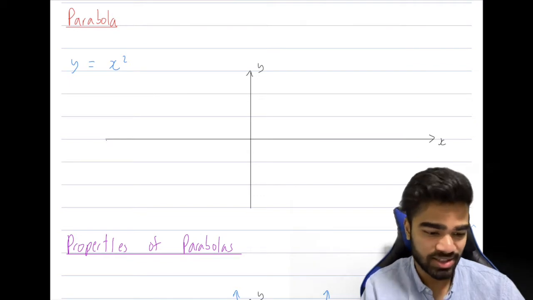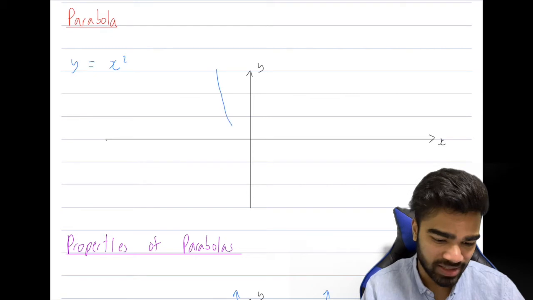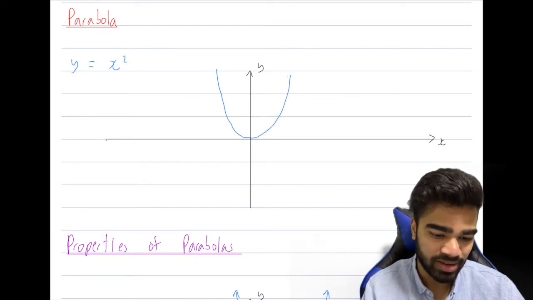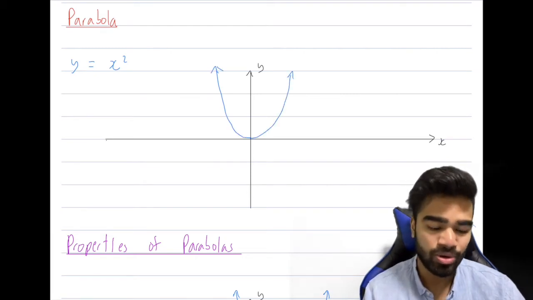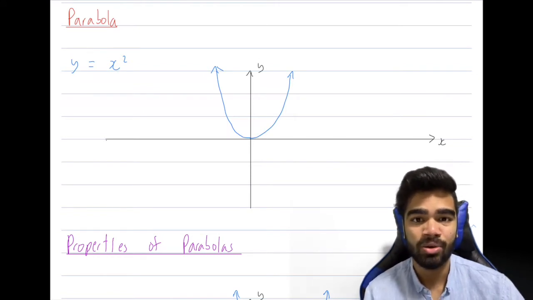So let's get started with y is equal to x squared, which is the basic equation of a parabola. And it looks like this, as you probably already know. It's a basic parabola. We're going to look at everything we can do to this graph, in terms of moving it around, squishing it, reflecting it, all the different things.